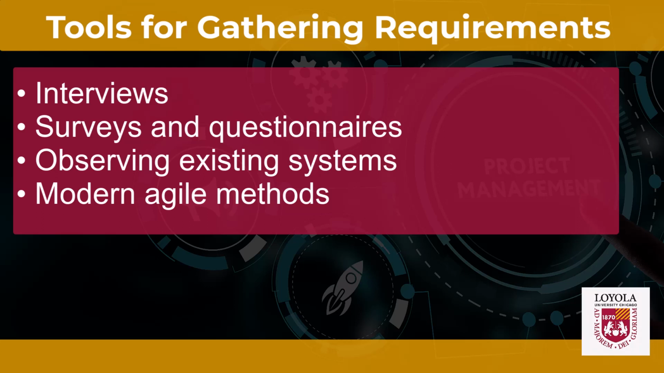As discussed in the previous lesson, modern agile methods like user story mapping provide a dynamic and flexible approach to requirements gathering. They're particularly useful in projects where requirements can change frequently.